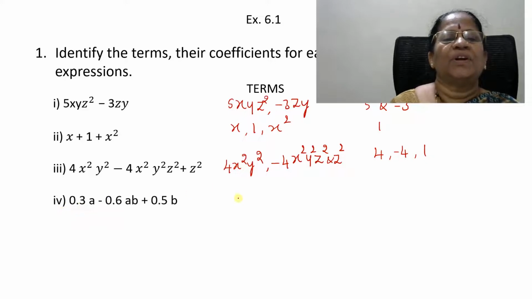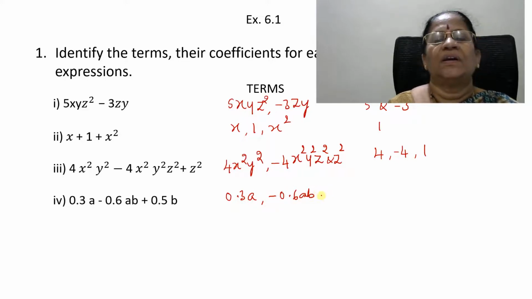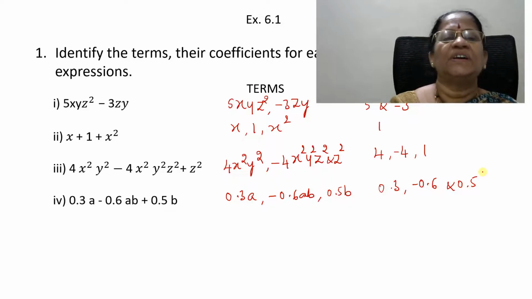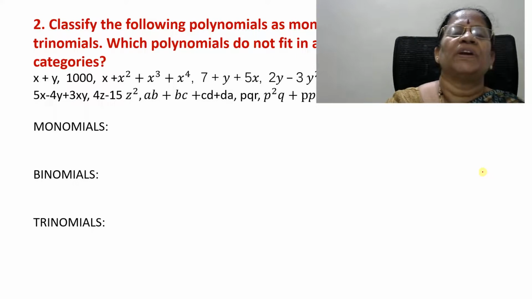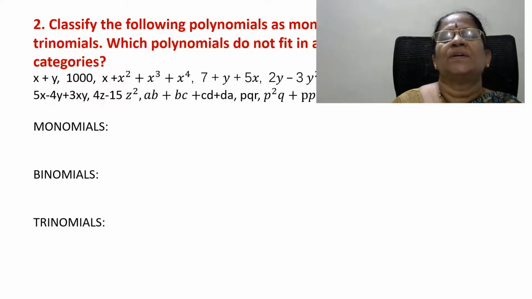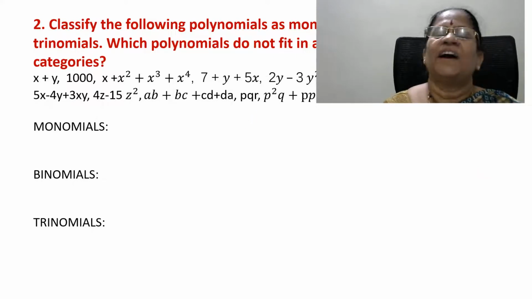Next, what are the terms here? 0.3a, comma, minus 0.6ab, comma, 0.5b. Coefficients are 0.3, minus 0.6 and plus 0.5. These are the numerical coefficients. Now classify the following polynomials as monomials, binomials and trinomials.